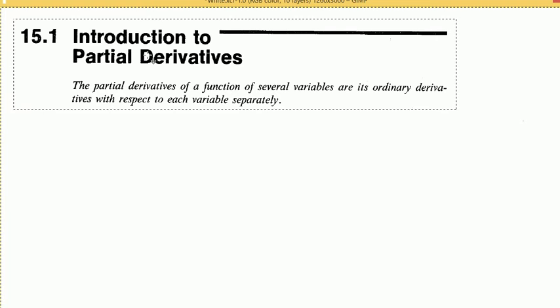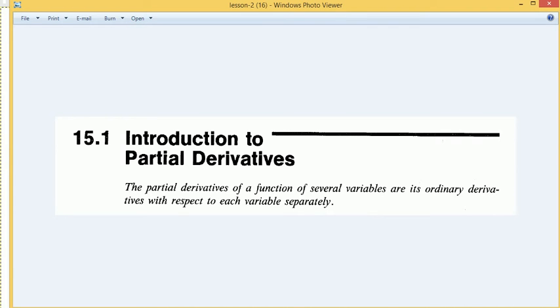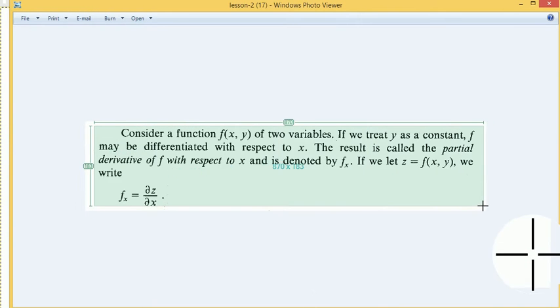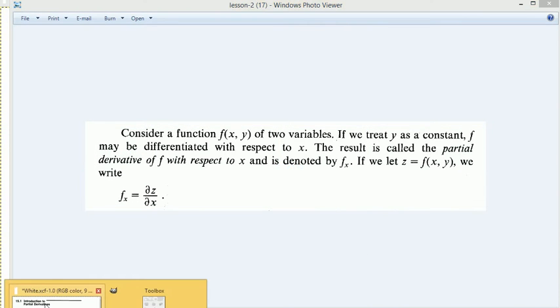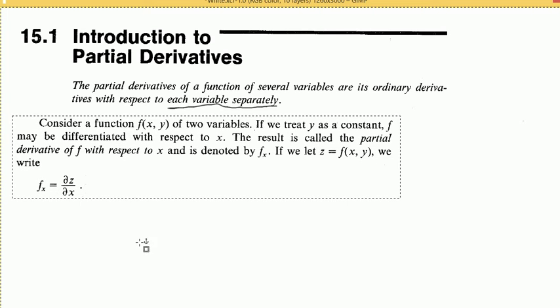So, introduction to partial derivatives. Partial derivatives of a function of several variables, 2 or 3 usually, are its ordinary derivatives with respect to each variable separately. Very vague, so they came up with a better instruction, which is this one, and we will look at examples and learn how to do mathematics with it, and then after that we understand what it really means.